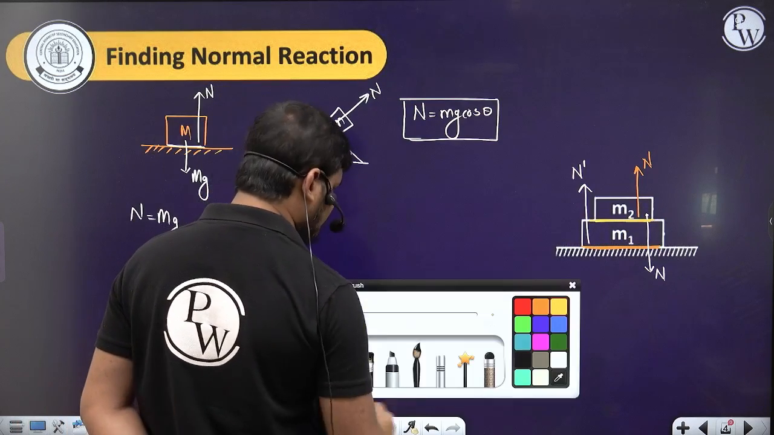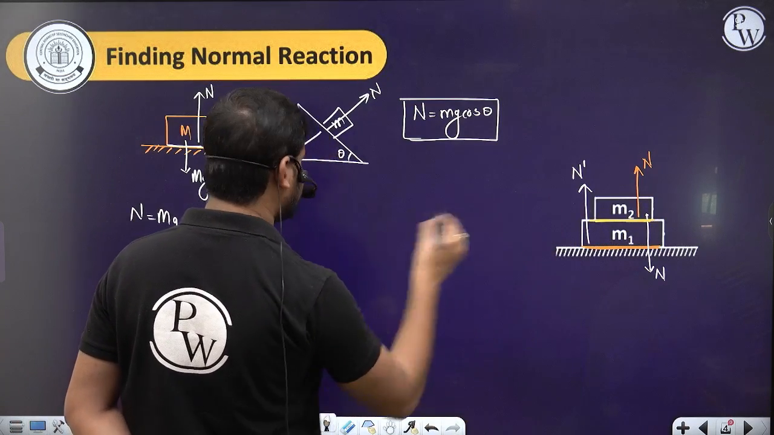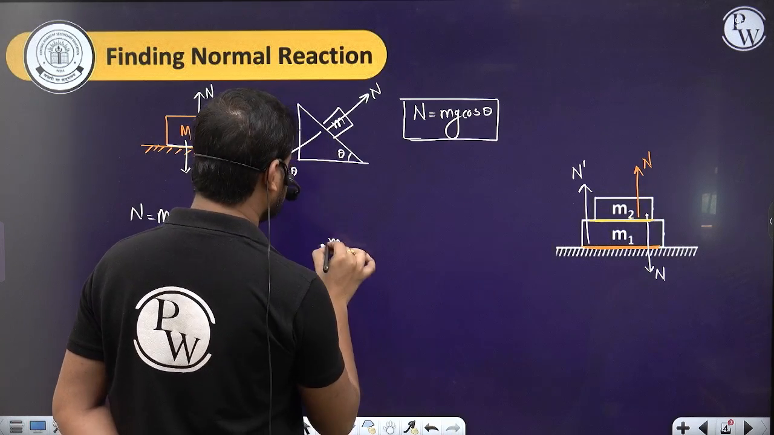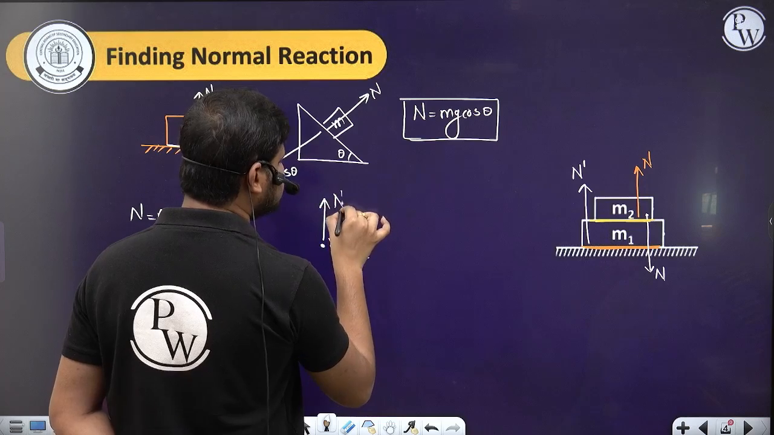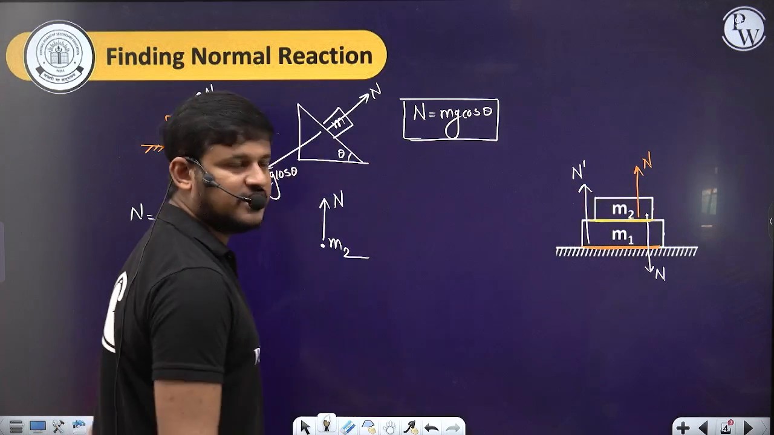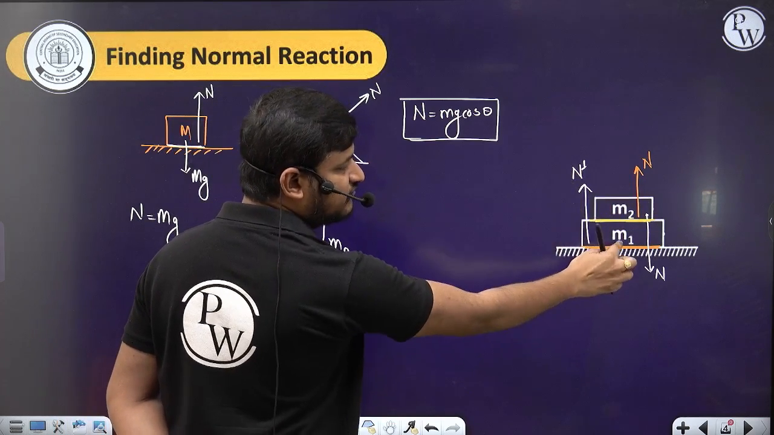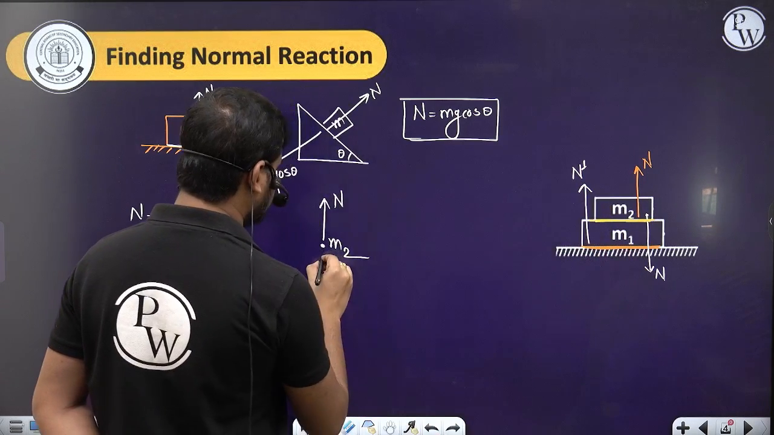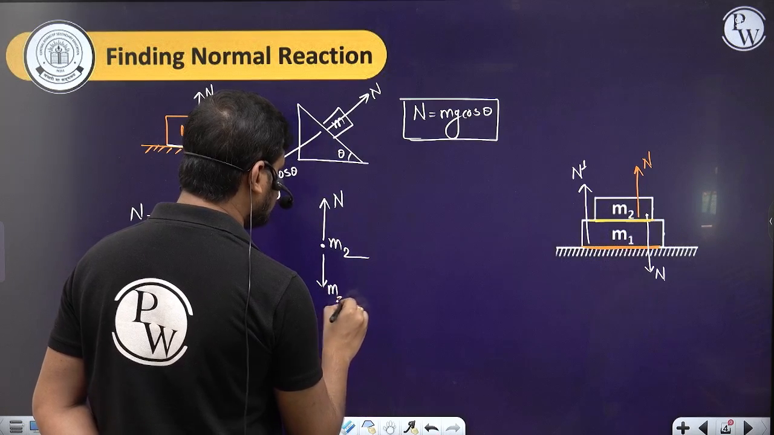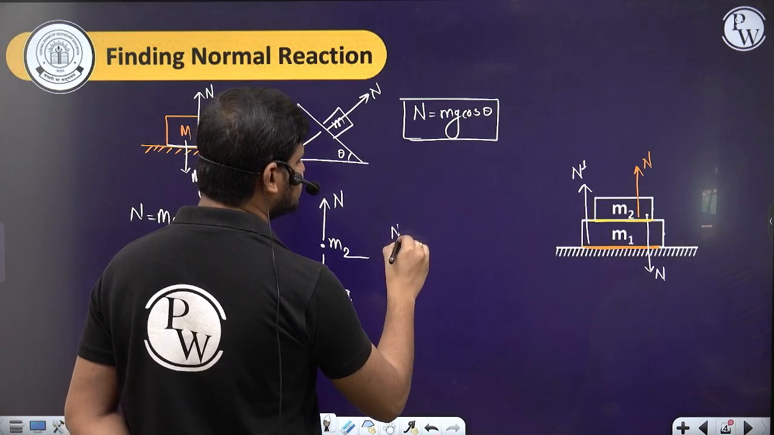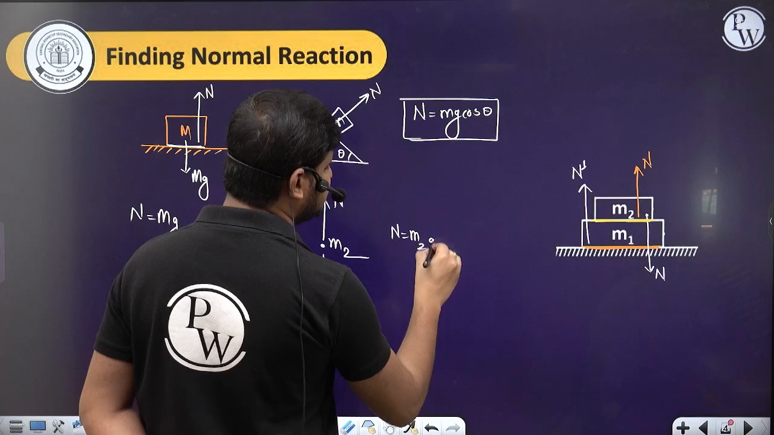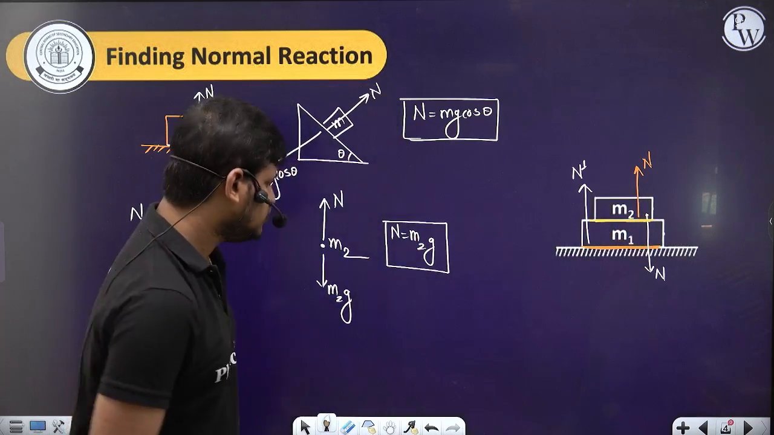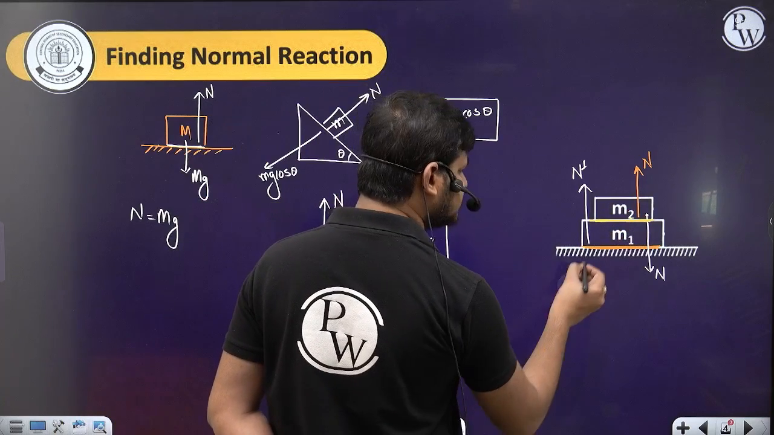Now draw the free body diagram of M1, sorry, M2 first. For M2, only the normal reaction is acting upward. There are no other forces on M2. This N dash is on M1. See here, this N dash is on M1. Here the weight acts, therefore M2g. So the normal reaction is equal to M2g. Which normal is it? The normal which is placed here. Understood?